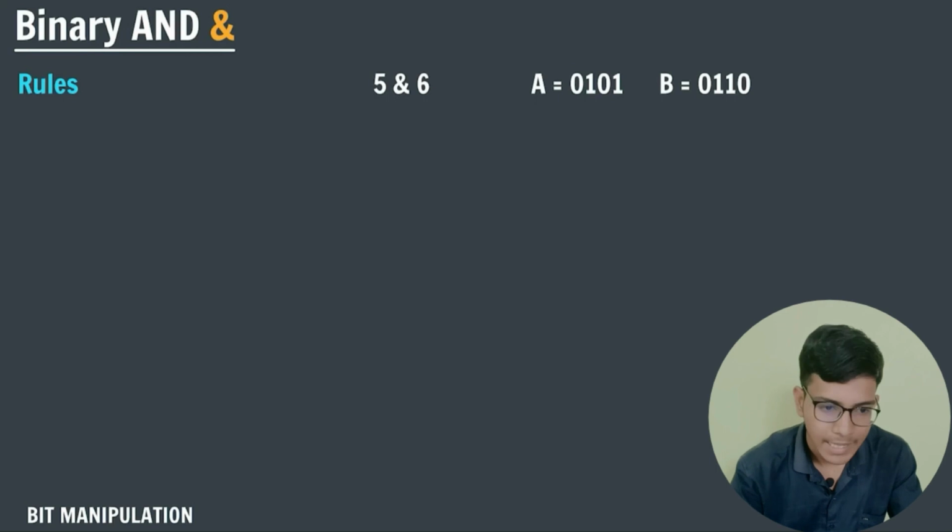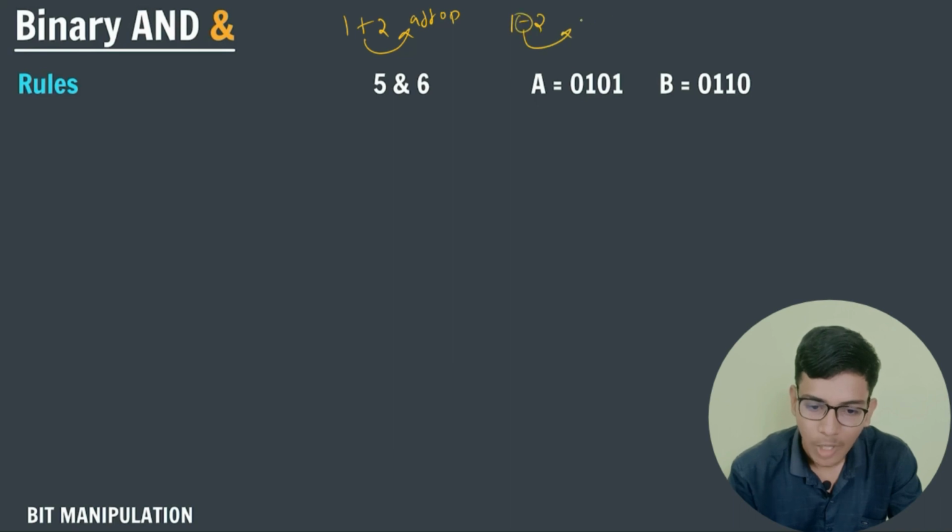Now let us study binary AND. So we already know that 1 plus 2, this is an addition operator, and 1 minus 2, this is a subtraction operator.